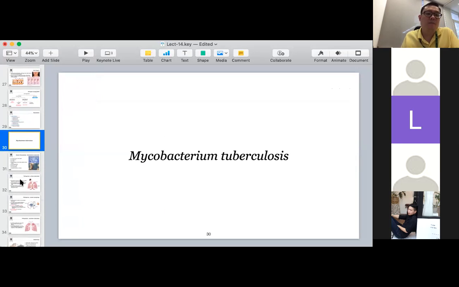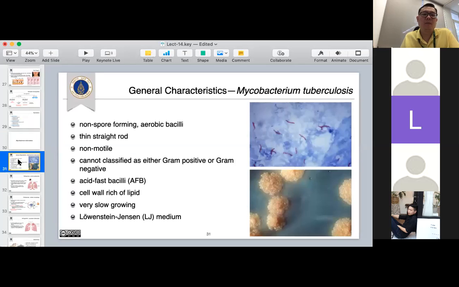Let's start from MTB. MTB is a slow-growing, non-spore-forming, aerobic bacterium, because it infects the lungs, so the bacteria need a lot of oxygen. The cell is a thin, slightly curved rod. We do not use Gram stain for MTB. Remember last week, we use acid-fast staining, so the bacteria show up red on a blue background, okay? They cannot move.